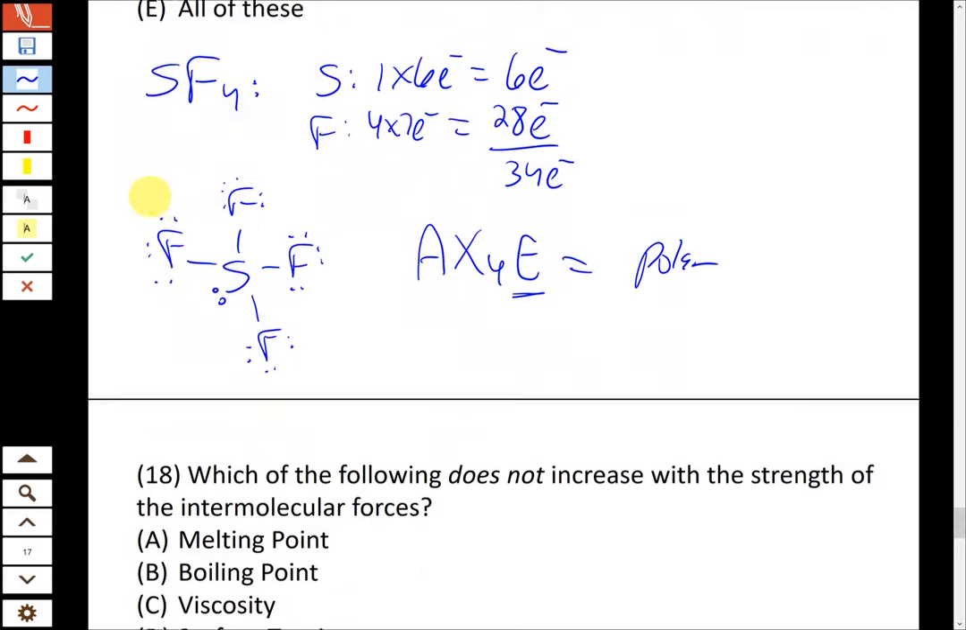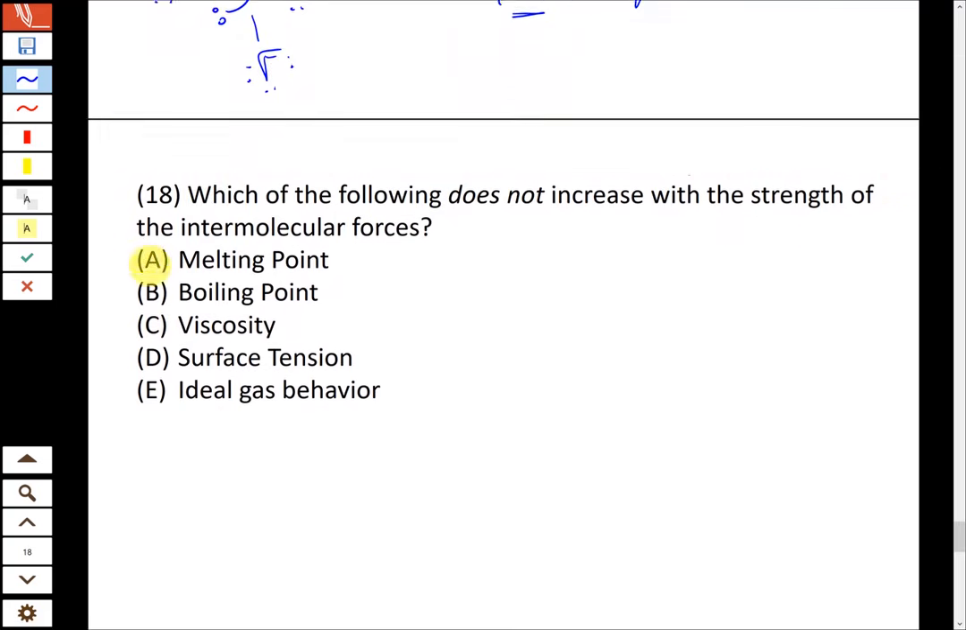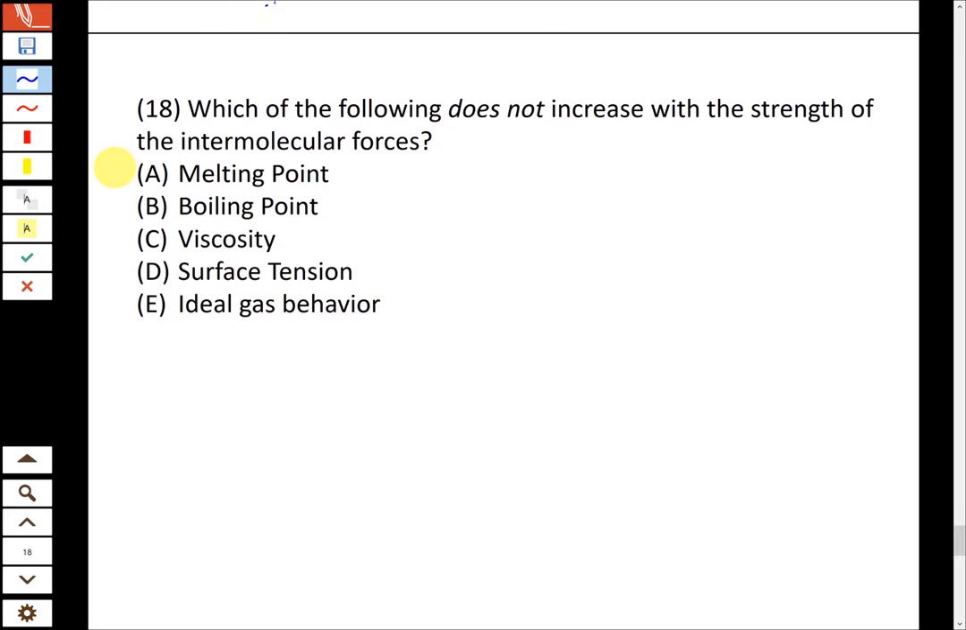Okay, the last 3. This one is also dealing with intermolecular forces, but it talks about how the intermolecular forces affect the properties. So one of the important reasons why we have to be able to predict which intermolecular forces something has and how strong they are in a relative sense is because that relates to some of the key properties. So we have 5 choices here: melting point, boiling point, viscosity, surface tension, and ideal gas behavior. Most of the properties of a liquid, or a solid or a liquid, are going to be directly proportional to the intermolecular forces.